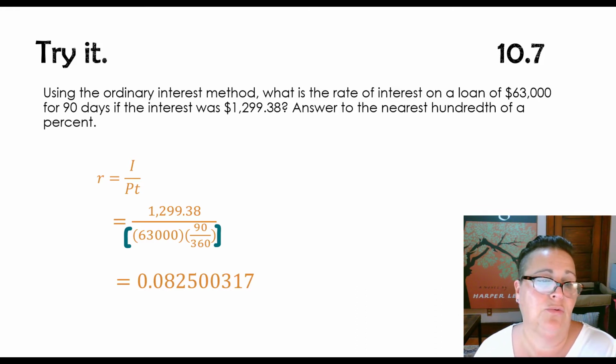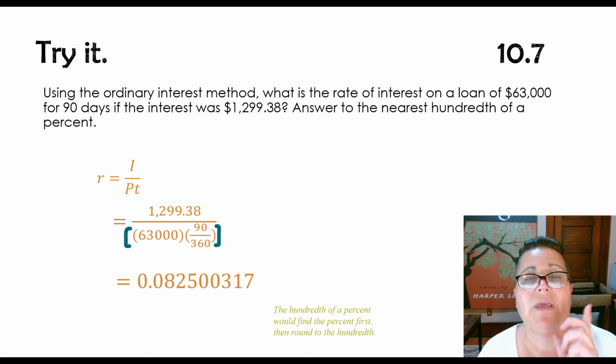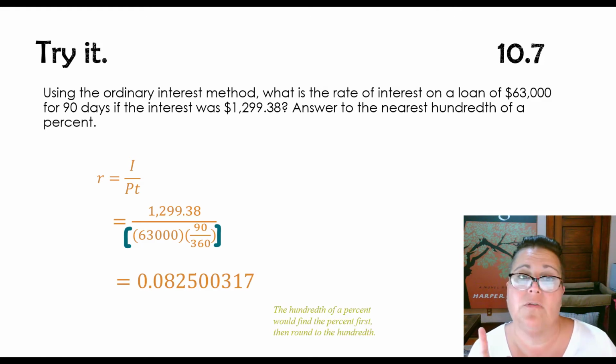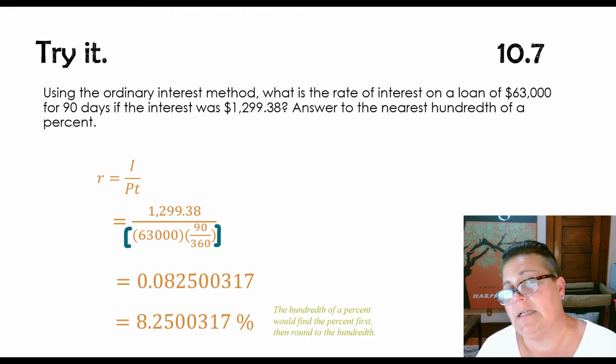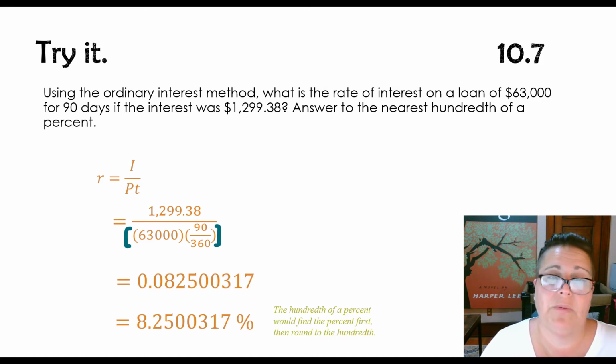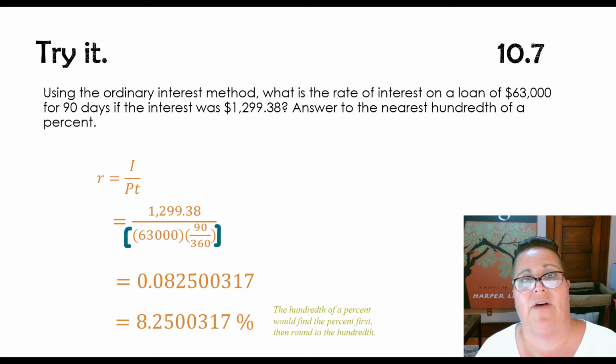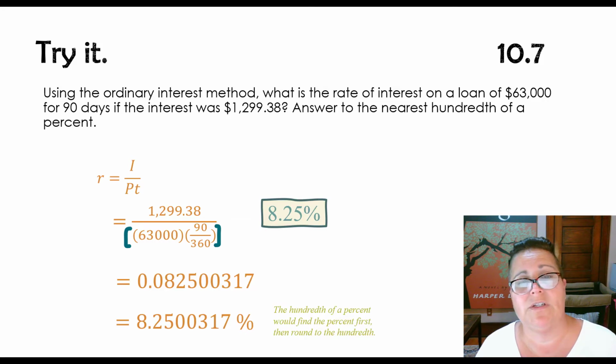Now, I need to convert this to the nearest hundredth of a percent. Don't get it confused here. In order to figure out the hundredth of a percent, I first have to calculate what this would be as a percent. To do that, I would multiply by 100, or if you'd rather, I'm just going to move the decimal point over 2 places. That's going to give me 8.2500317%. I need the hundredth of a percent. And in the hundredth place, once it's a percent, I have a 5. To the right of that is a 0, which means it's just going to stay 8.25%.